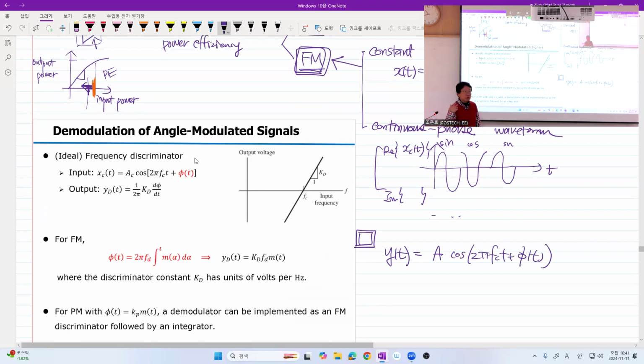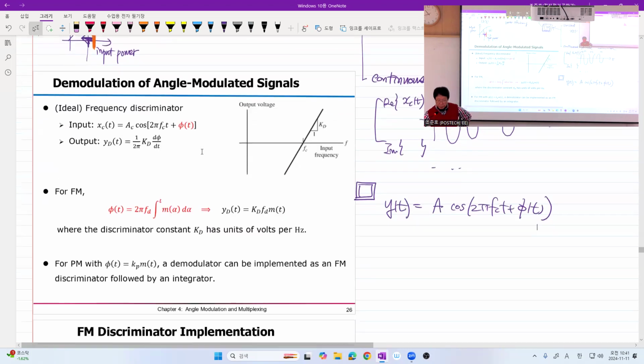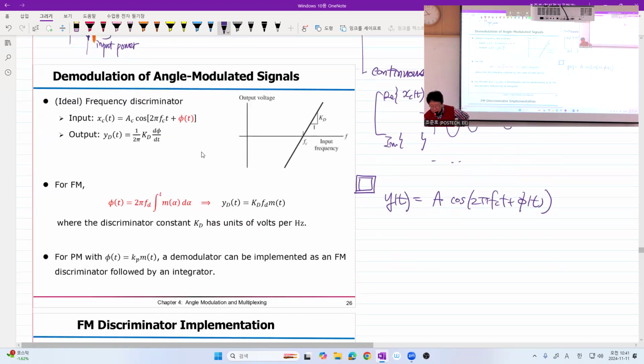Now, we want to develop some mathematical procedure to extract this phi of t or the derivative of phi of t. What do we do? Anybody? So what do we do? One idea is like this. What if we differentiate this signal? So you know how to differentiate this function of time t, right?